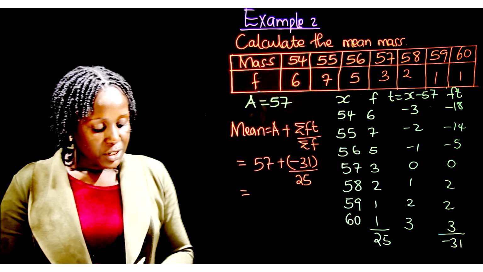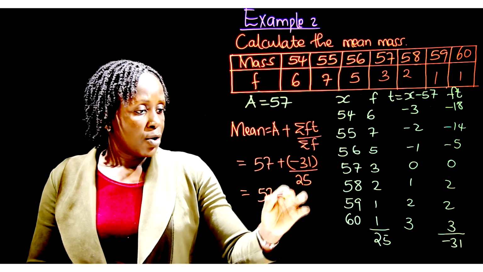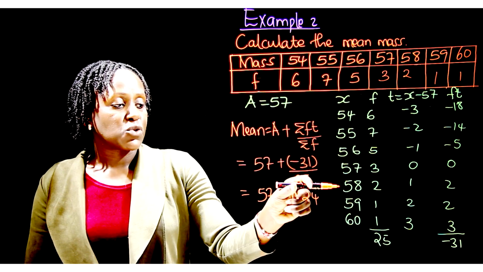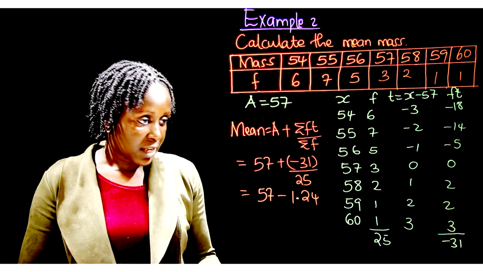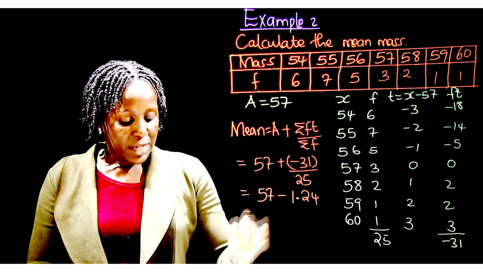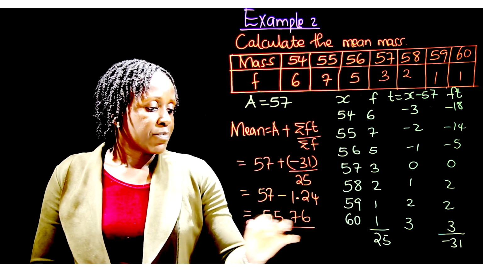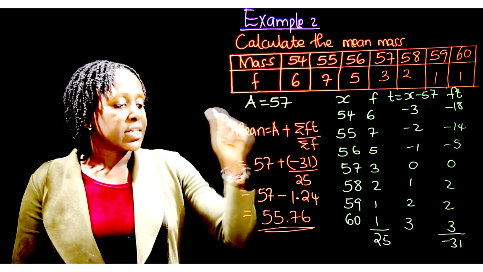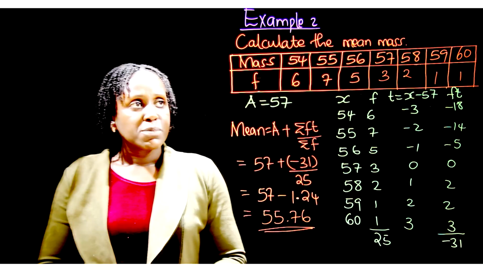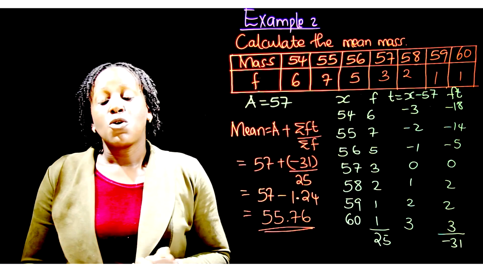So working this out, we obtain 57 minus 1.24, because negative 31 divided by 25 gives a negative answer. So negative 1.24. Subtracting this, you obtain 55.76. So the mean mass for this data is 55.76.